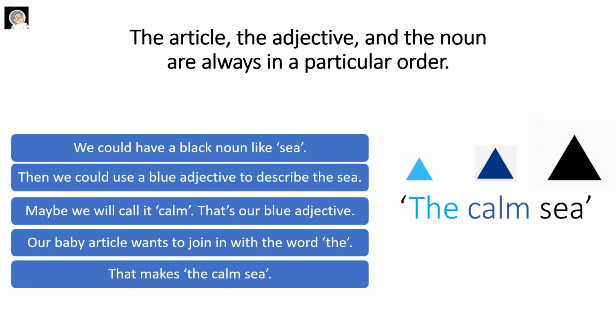The article, the adjective, and the noun are always in a particular order. We could have a black noun like sea. Then we could use a blue adjective to describe the sea. Maybe we will call it calm. That's a blue adjective. A baby article wants to join with the word the. That makes the word the calm sea. So we have the sentence, the calm sea.